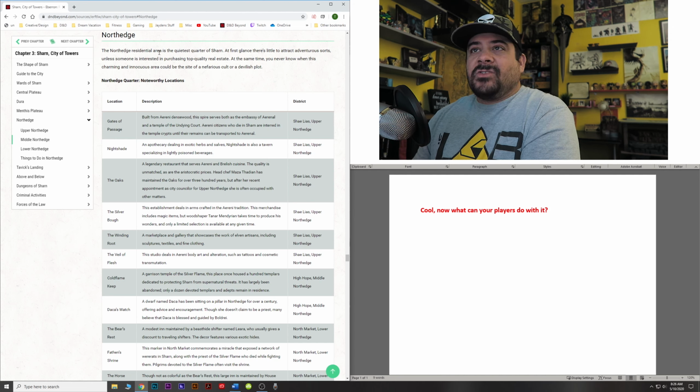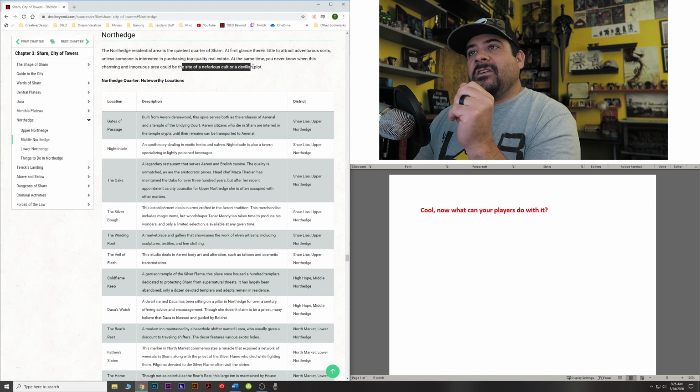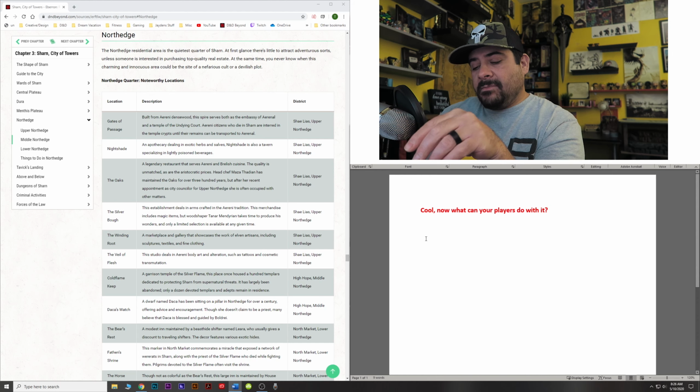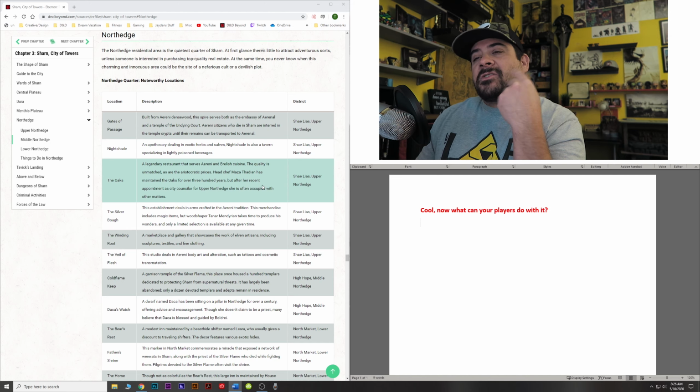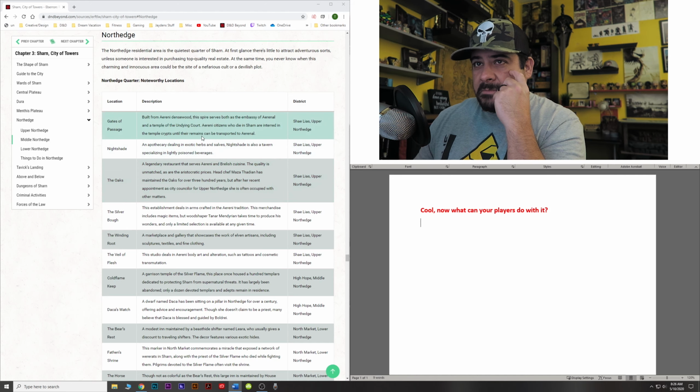The North Edge residential area is the quietest quarter of Sharn. At first glance, there's little to attract adventurous sorts, unless someone is interested in purchasing top-quality real estate. At the same time, you never know when this charming and innocuous area could be the site of a nefarious cult or a devilish plot. Very cool. I will remember this question when we get to it, but for right now, what I'm looking for is those five bullet points. I'm looking for something to latch onto, something that sparks and draws some interest. The Gates of Passage. I'm just going to read this on my own here.